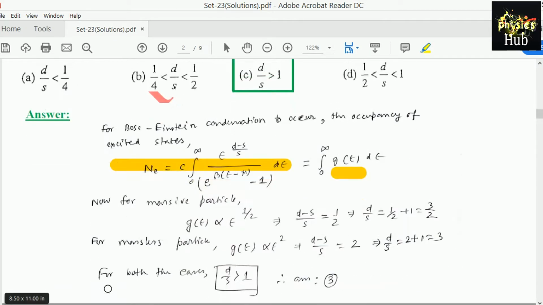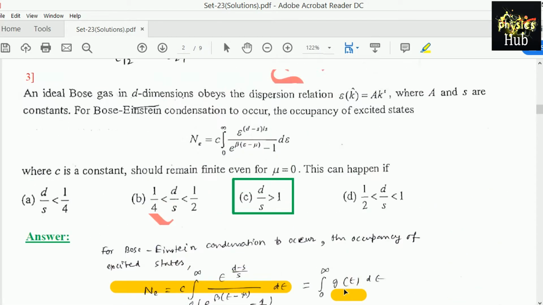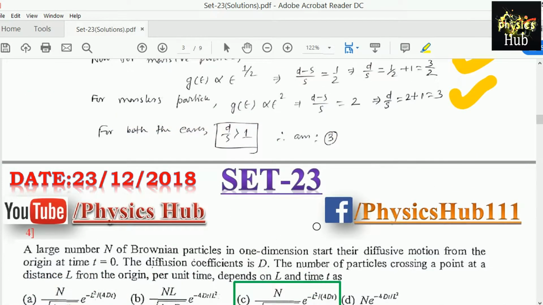And if it is a massless particle, then g of E is proportional to E square, meaning d minus s by s equal to 2, therefore d by s equal to 3. So from these two cases, we see that d by s is either 3 by 2 for a massive particle or 3 for a massless particle. So in both the cases, the value of d by s is greater than 1. So this can happen only when d by s is greater than 1. So option 3 is the correct option.